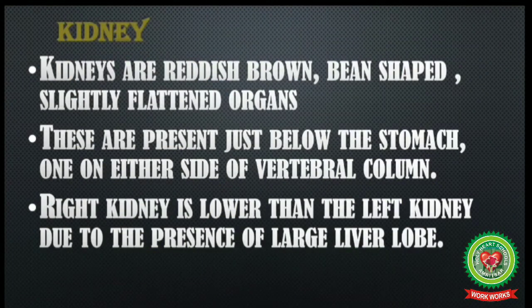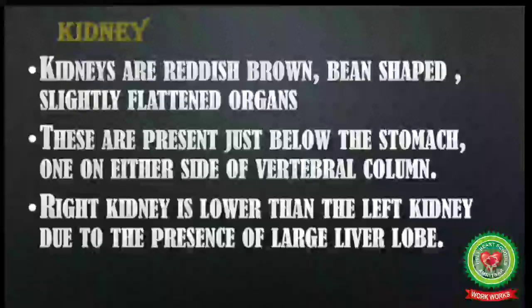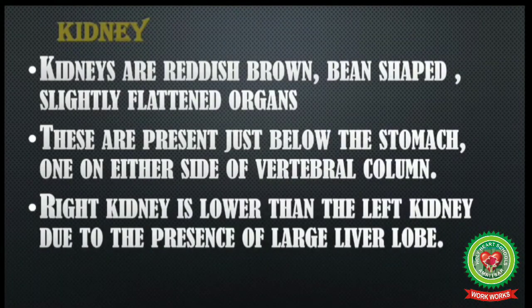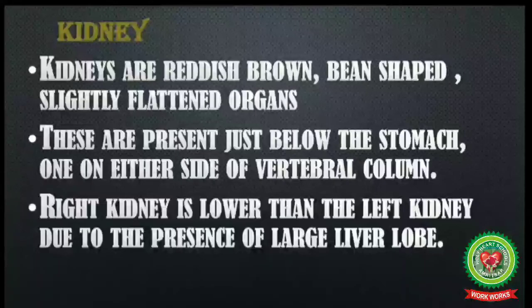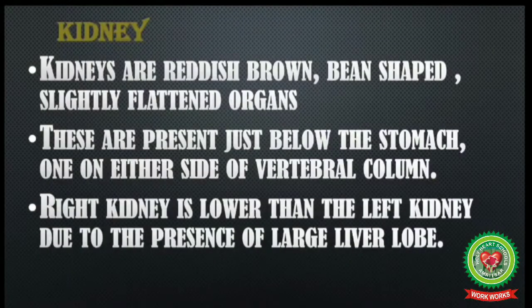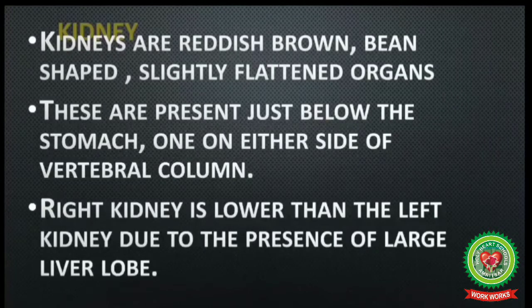So first of all, what is kidney? Actually kidneys are reddish brown, bean shaped, slightly flattened organs and these are present just below the stomach on either sides of vertebral column. Right kidney is lower than the left kidney due to the presence of large right liver lobe.